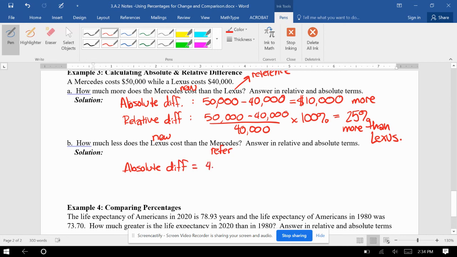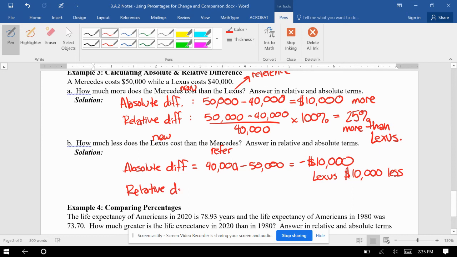Okay, so now we're going to switch. It's going to be 40,000 minus 50,000. So this is actually the same number amount, but instead we would have to say the Lexus is $10,000 less. Now we get to the relative difference. Let's see if that's also the same dollar quantity, but just less. So we're going to use our absolute difference, our 40,000 minus the 50,000, divided by our reference value, times 100%.